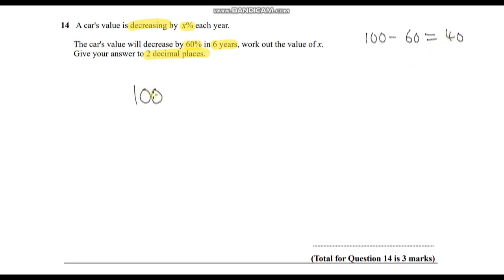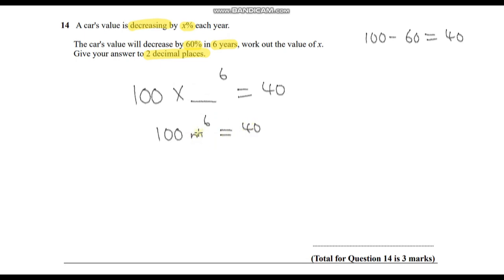So we started off at 100%. We need to multiply by some number, and we're doing that 6 times. So it's going to be some number to the power of 6, and that is going to equal 40. We just need to work out what this multiplier is, and then we'll be able to work out the percentage decrease. So we could write this as 100 times m to the power 6, I've just used a random letter for this missing number, equals 40.